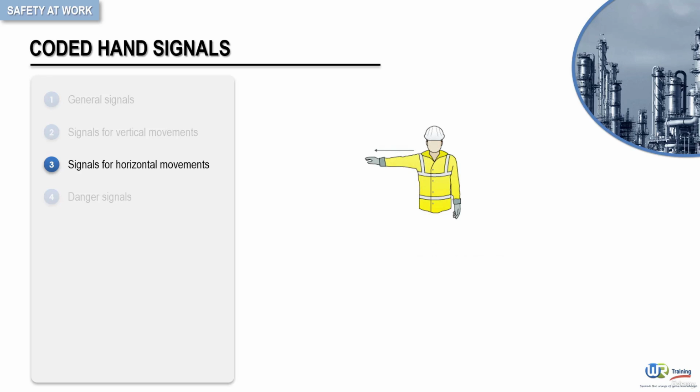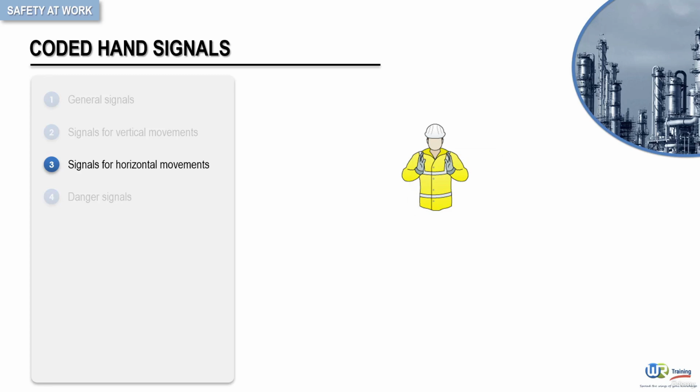The next hand signal is self-explanatory. When the right arm is extended more or less horizontally with the palm facing downwards and slowly makes small movements to the right, it indicates a horizontal movement on the right side, as opposed to this hand signal indicating a horizontal movement on the left side.